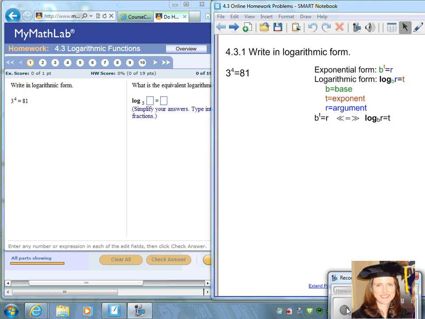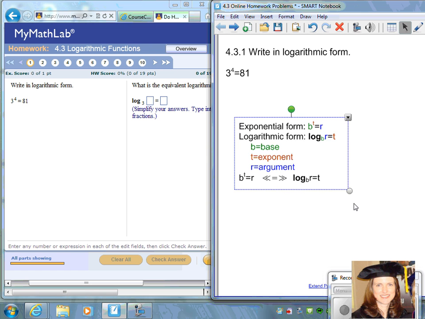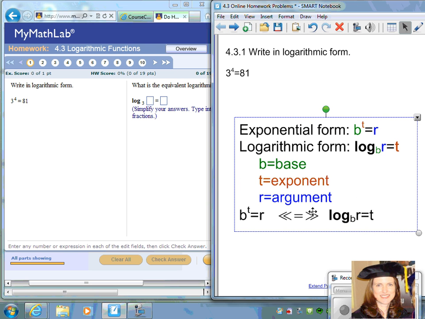In this section, 4.3 logarithmic functions, we begin looking at logarithms. A logarithm is simply another way to write an exponent. A logarithm is really an exponent. If we have an expression, I want to zoom into this here and show you that this is what we're going to be using for many of the problems in this section.